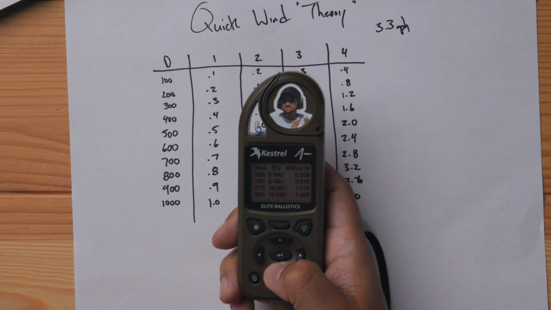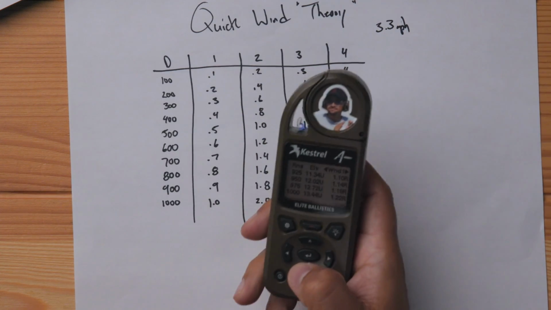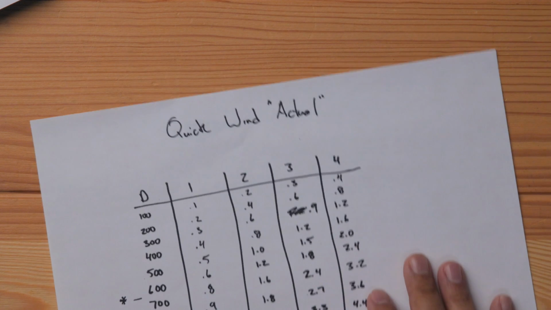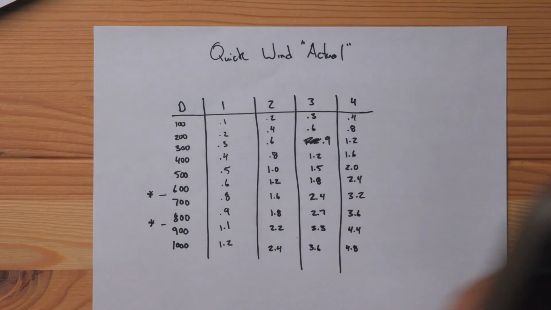And then if we keep going further, at 800 yards, it's in the 0.9s. But then at 900 yards, we're in the 1.1s. And then at 1,000, we're actually at 1.2. So you see how that discrepancy starts to change. So what I've done is I've already written all this out to speed up the process. I went through my Kestrel and checked this, and I found the actual data of what it would be. So this is why this says actual. I found the actual data for quick wind for me.